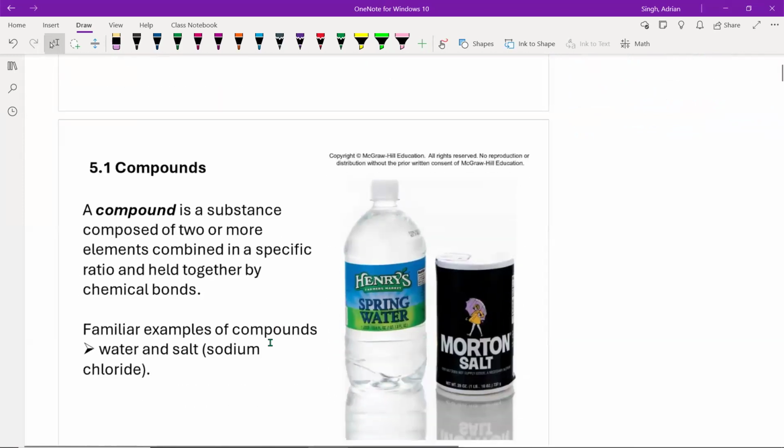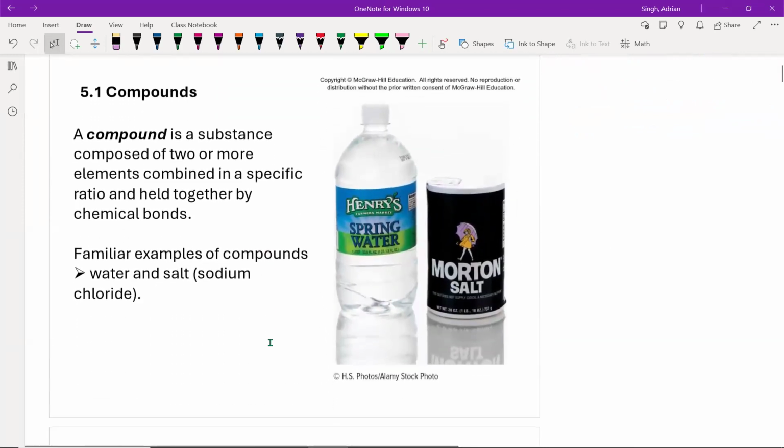So as a reminder again, a compound is one of the two types of pure substances, one being elements. Compounds are the other one, and we have two or more elements combined in a specific ratio, and these are held together by chemical bonds. We'll see the two types of chemical bonds in this section.